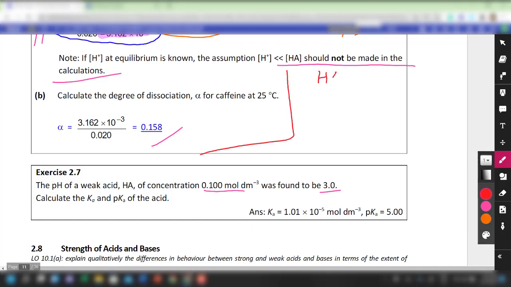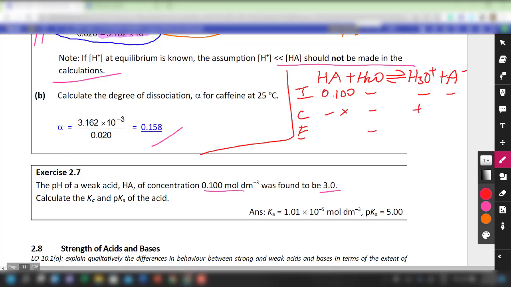So we have HA plus H2O ionized to give us H3O+ and A-. Here we have the ICE table. My apologies, I'm not going to write down the units because I need to work it out fast, and also to save space. Initial concentration of HA is 0.100, the amount of H2O is dashed, and technically the changes are minus x, plus x, plus x.